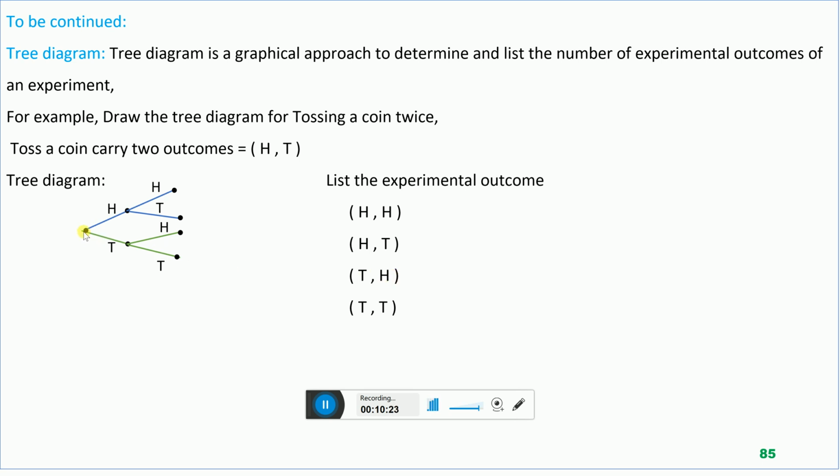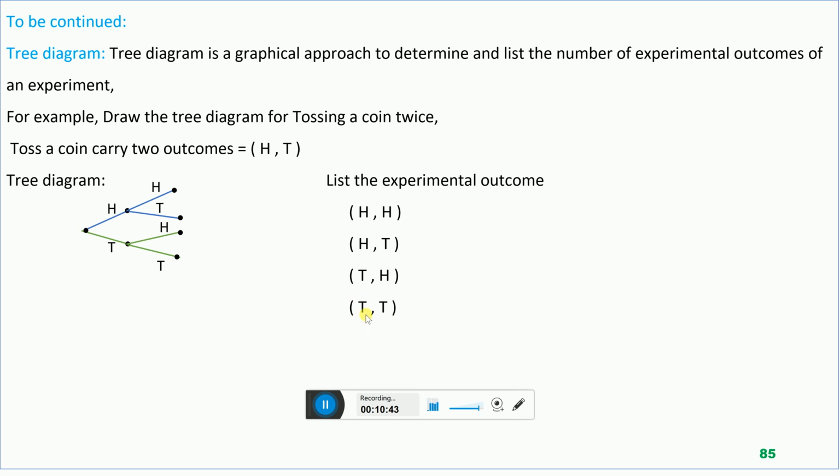Now I am again following this path. We will follow this path, start from the leftmost node and move to the rightmost node. This path carries two outcomes. This is tail and this is also tail. We list in here: tail and tail.